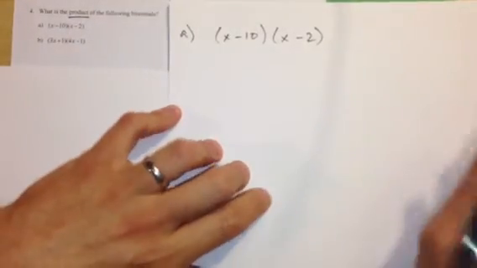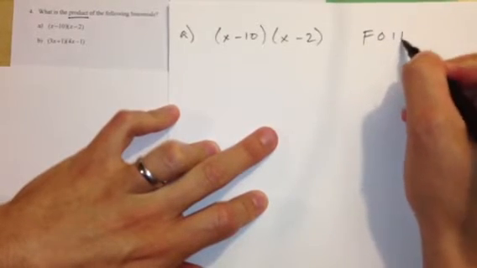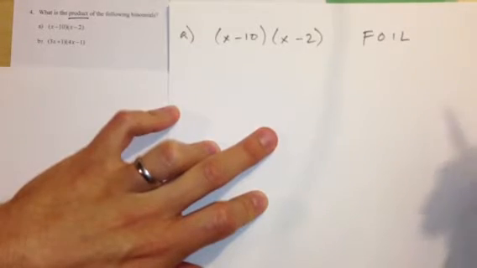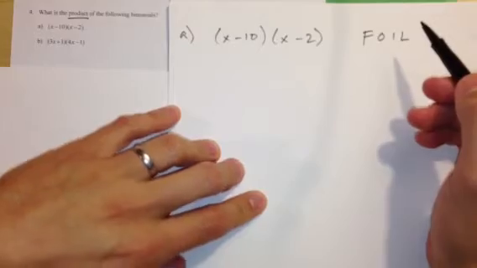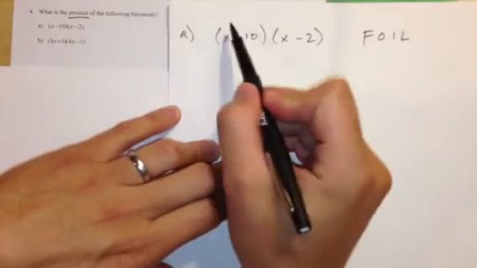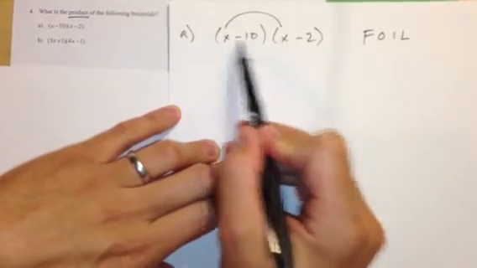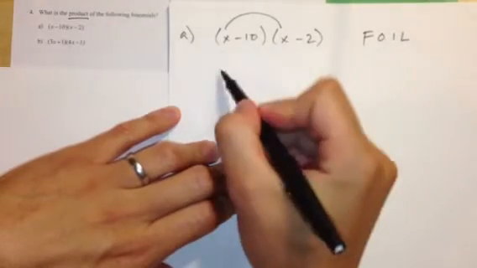Product means multiply. When we multiply binomials, we will be using the FOIL method. FOIL is just an acronym to help us remember the order in which we can multiply. So F for first terms, so we're going to multiply the first terms of each of the binomials. So I'm going to use my arrows here. The first term here is x, and the first term in this binomial is x. So x times x is x squared.